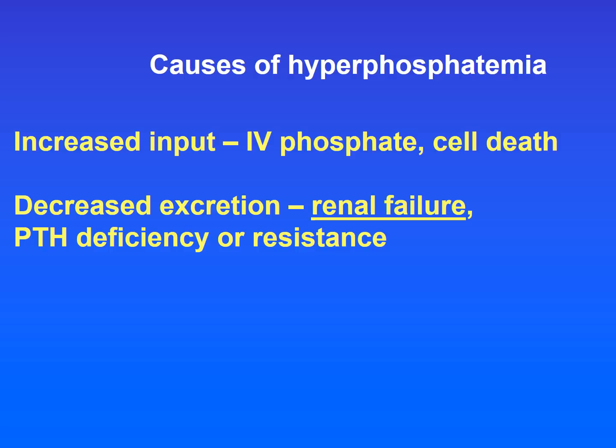So hyperphosphatemia, high levels of serum phosphate, how do they come about? Really, because of increased input, because people are getting intravenous phosphate, so just loading with phosphate. If there's widespread tissue necrosis, which sometimes happens with major trauma or burns, or sometimes in the treatment of malignancies with rapid onset of tumour cell death.